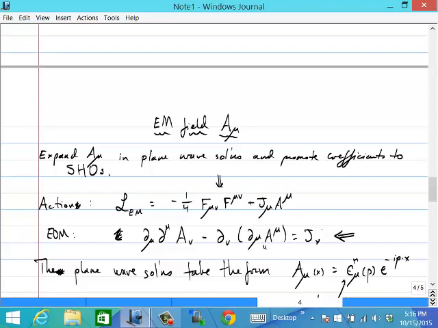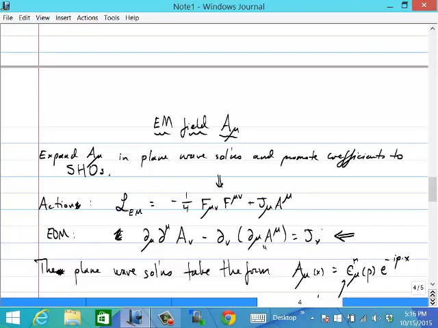So if you think about the terms that involve A0, there's no term that involves a time derivative of A0. That would be d by dx0 of A0, but in F mu nu, F00 is equal to 0. F mu nu is antisymmetric. So there are no terms involving the time derivative of A0 in the action.